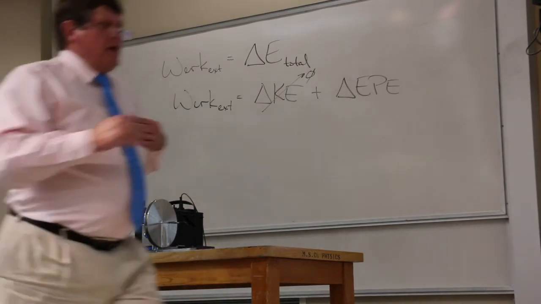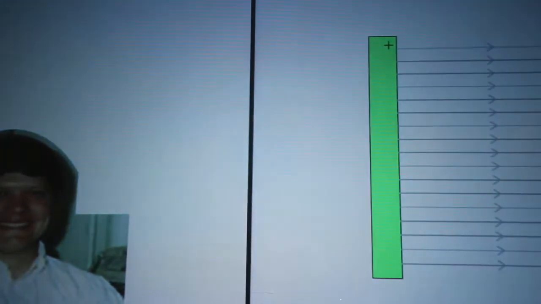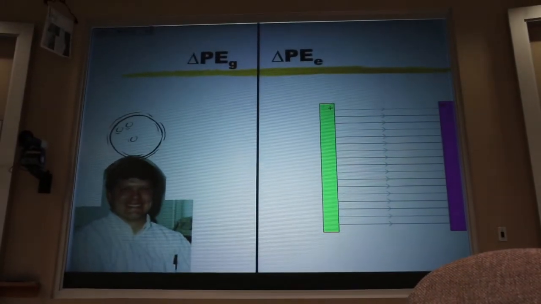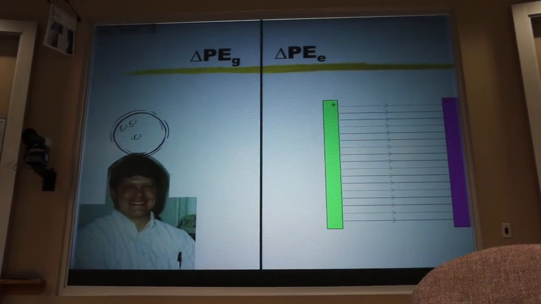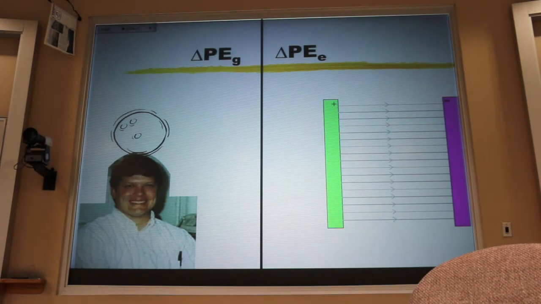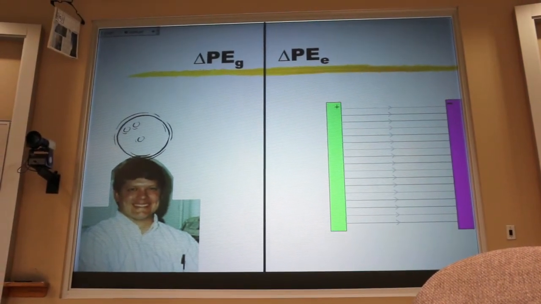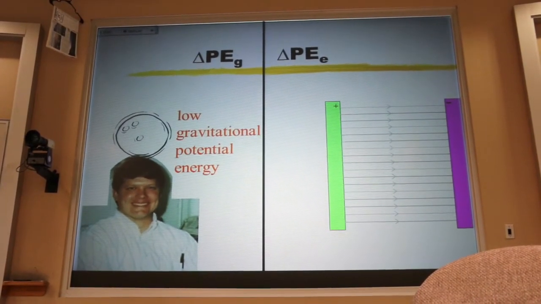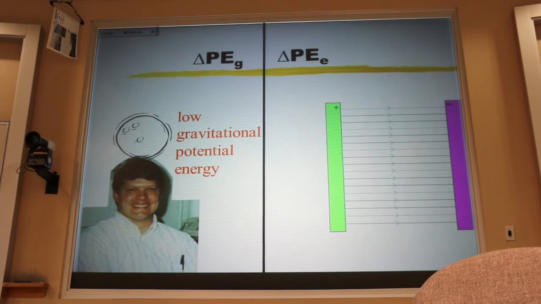Okay? Well, let me see if I can make that visual. There's a younger Greg Francis. If we put a bowling ball over his head, he is not, I repeat, he is not afraid. Okay? That bowling ball doesn't have the capacity to do any damage to Greg's head. And that's because it has a low gravitational potential energy. Energy is the capacity to do damage.